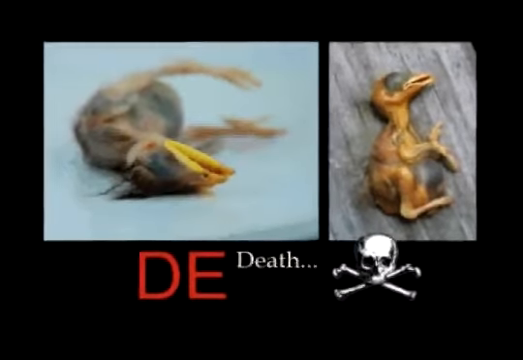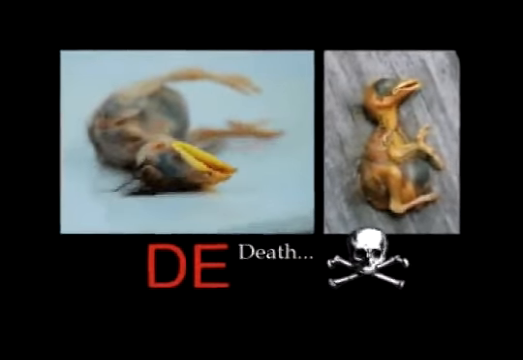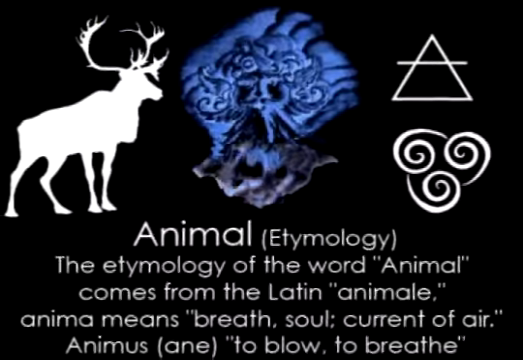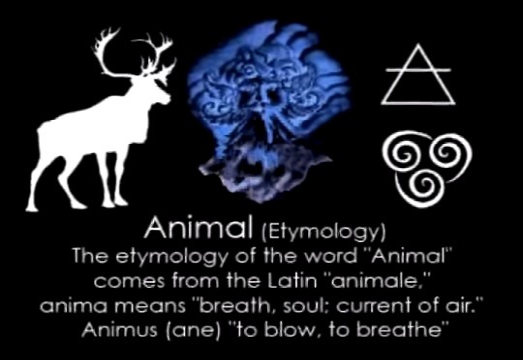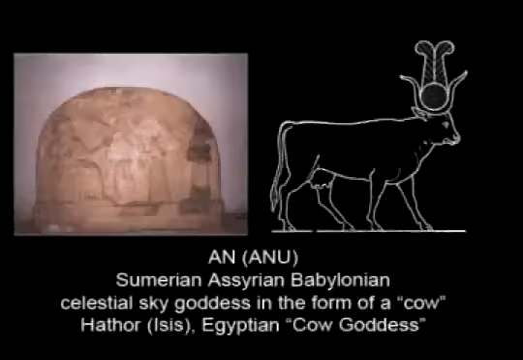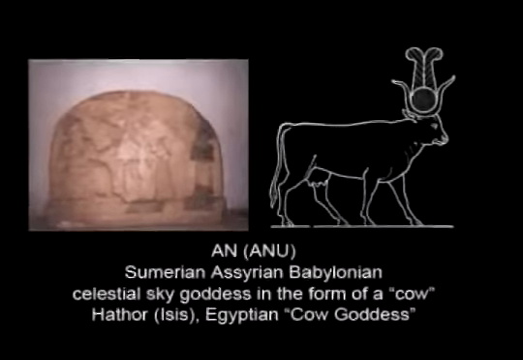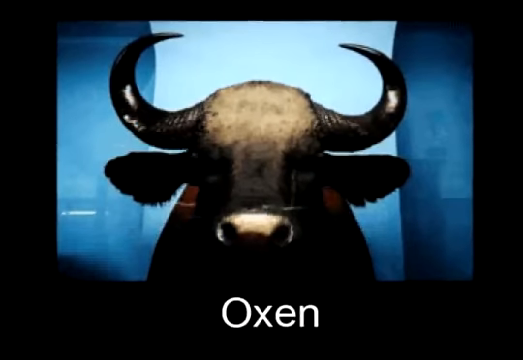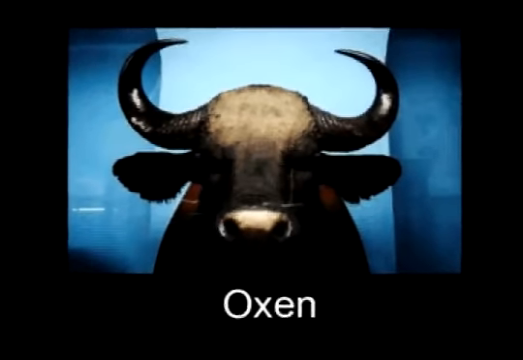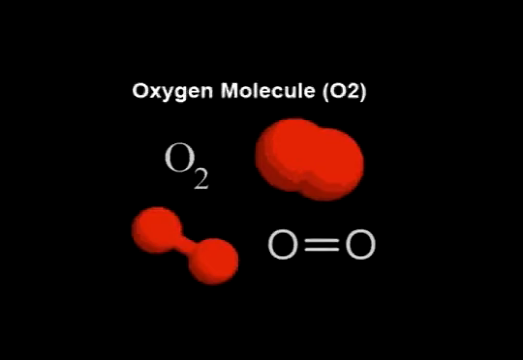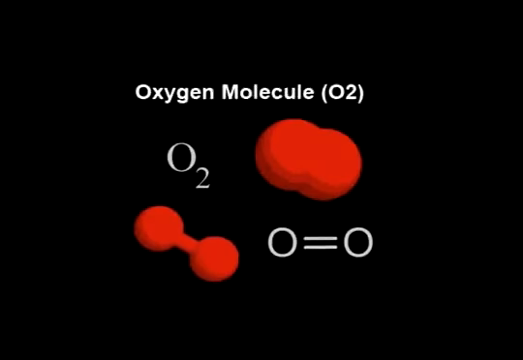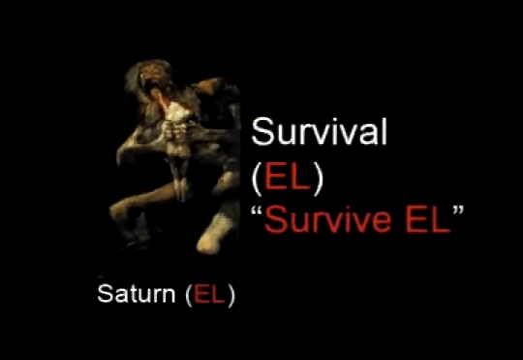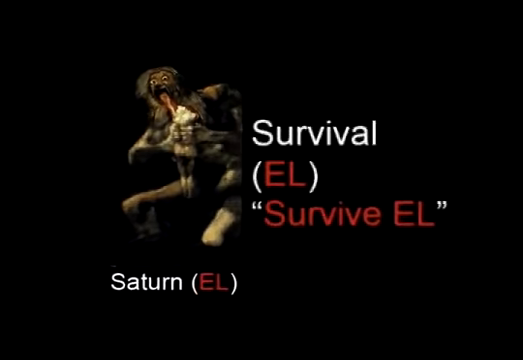Unfortunately, this animal is now dead because it can no longer breathe the air. And in order to live and breathe, every creature on earth needs to breathe the air, which comes from the bull or the oxen, which is why we need oxygen in order to survive. Or in order to survive El.